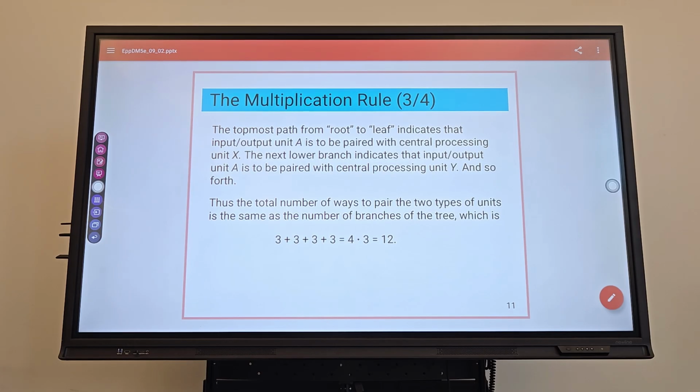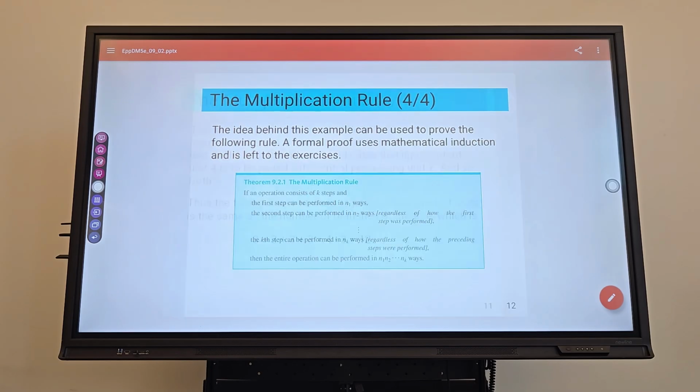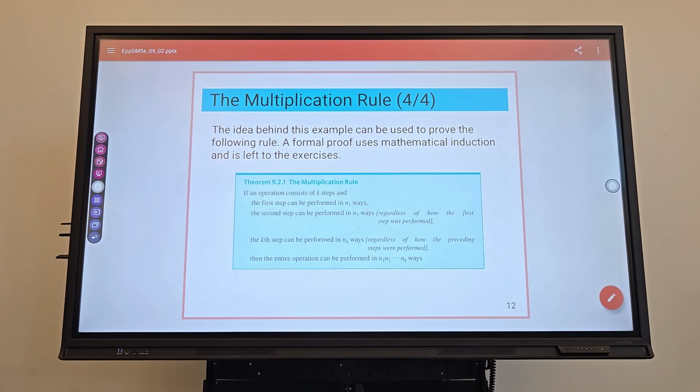Thus, the total number of ways to pair the 2 types of units is the same as the number of branches of the tree, which is 12, or 4 times 3. The idea behind this example can be used to prove the following rule. The formal proof uses mathematical induction and is left to the exercises.